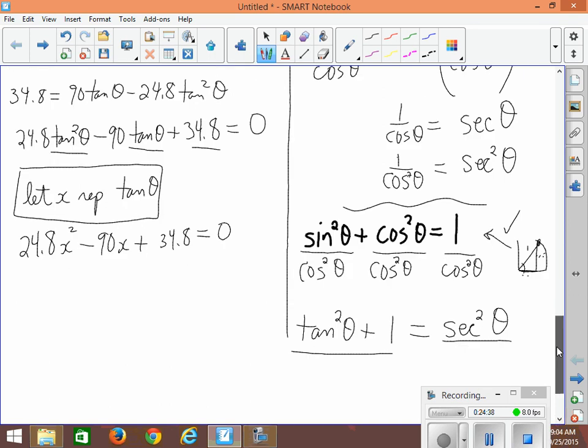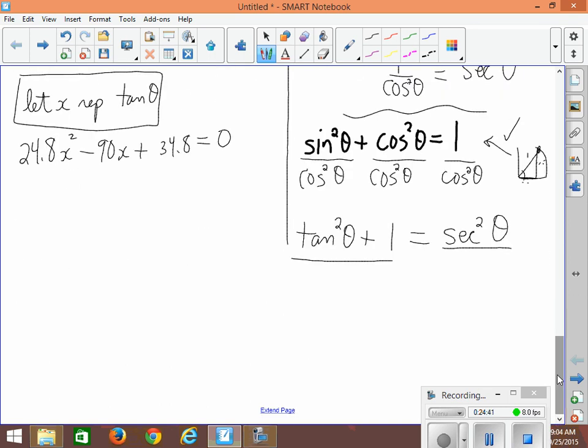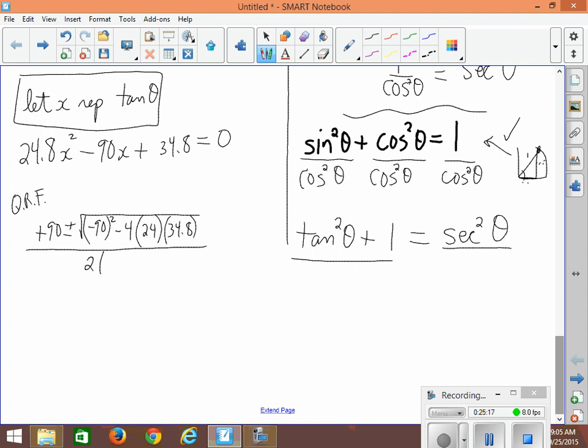All we have to do is figure out what that is using our quadratic roots formula, QRF. And this will be the magic moment that tells us if this is going to be possible or not. All right. Hopefully it will, so we can get a solution. But negative b, if you all recall, this will be negative 90, plus or minus the square root of negative 90 squared minus 4 times 24 times 34.8. I think it's going to work. All divided by 2a, or 2 times 24.8.